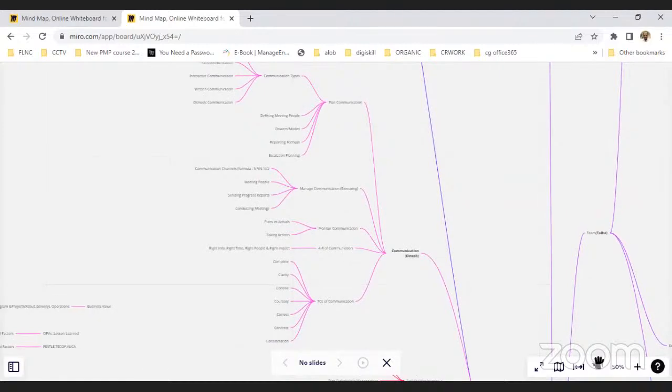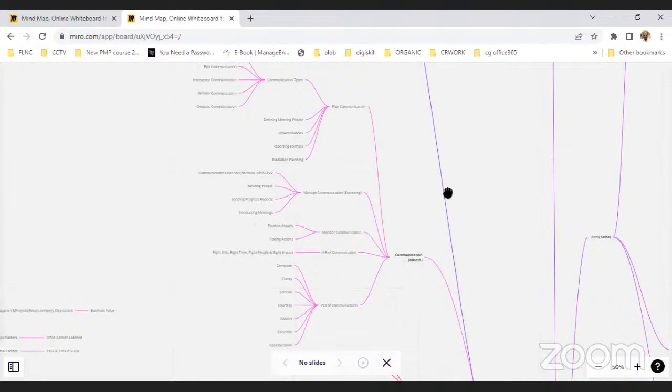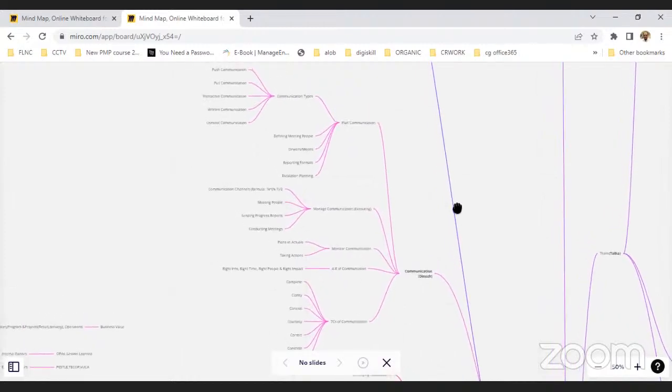The planning is fundamentally done by meeting the people, collecting the reports, and escalation in case an issue pops up. And the types are of six different kinds. It can be push communication, pull, interactive, written, or osmotic communication.